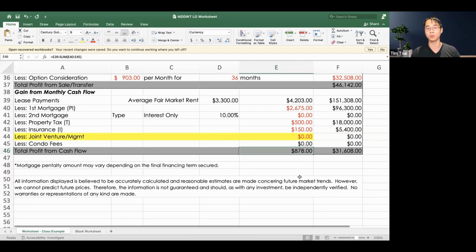So for many, many people, you can even see that, okay? $878. Nobody was expecting any sort of cash flow from single family homes at this caliber. However, with this particular strategy, a worry-free rental program, where you get to help somebody get into home ownership, we are able to achieve that. So over 3 years, we're able to have a total profit from cash flow of $31,608.